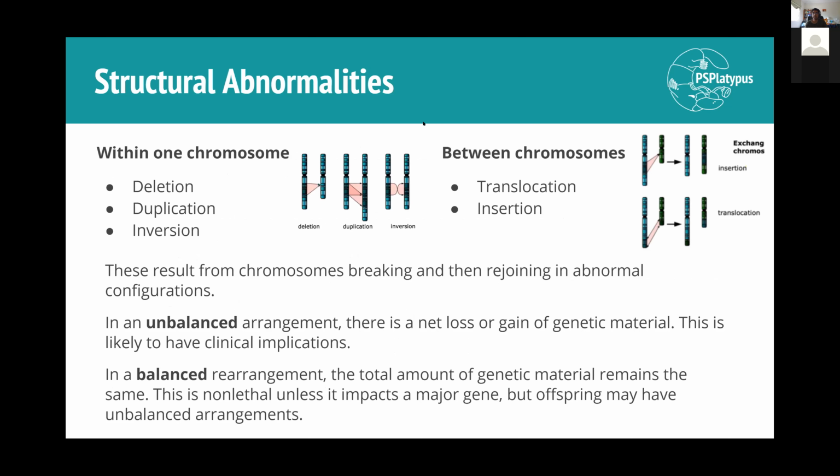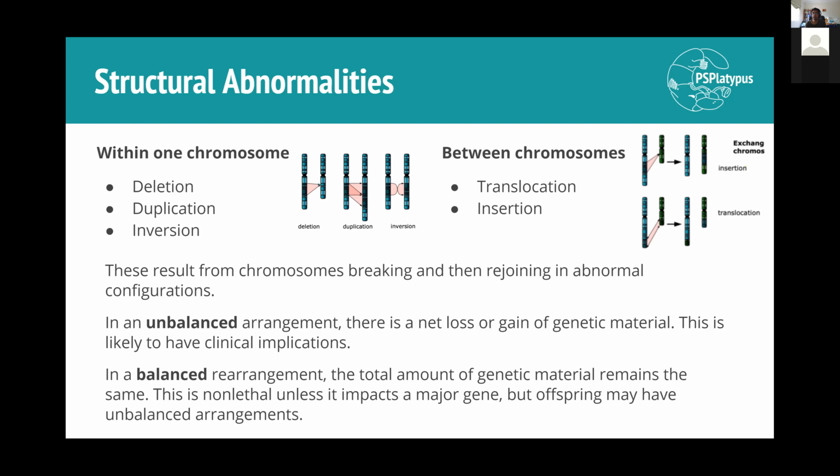All right, we can also have structural abnormalities. Basically, instead of just missing or gaining one chromosome, we have errors with the chromosomes themselves. Within one chromosome, we can have deletion, which is pretty self-explanatory. We delete a section of the chromosome. We can have duplication, where one section of the chromosome erroneously gets copied twice, so it gets repeated in the new one. And we can have inversion, where it sort of flips over.